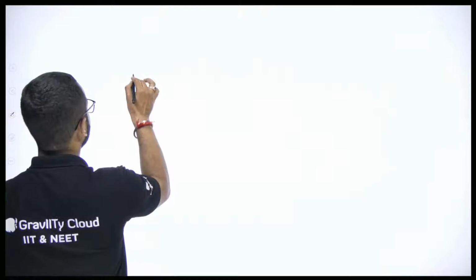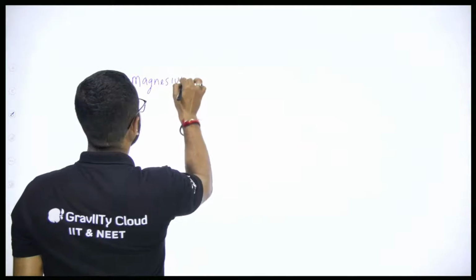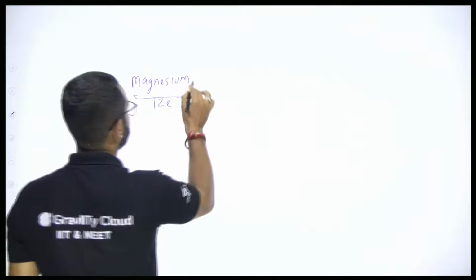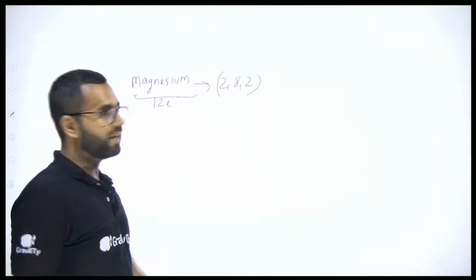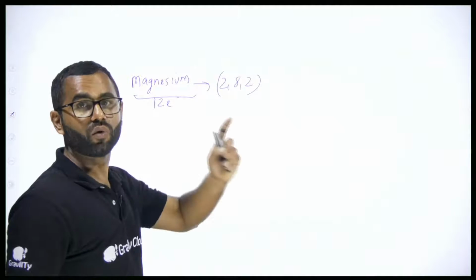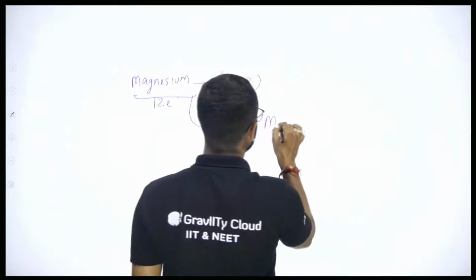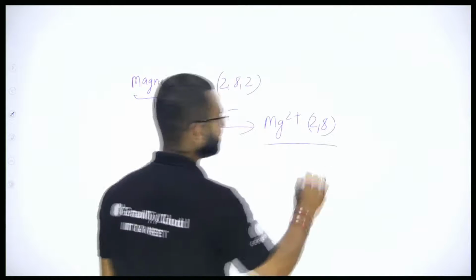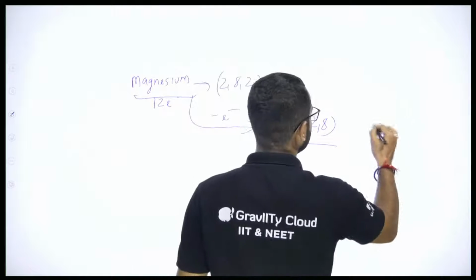So let's talk about magnesium. Magnesium has 12 electrons, right? So it is 2,8,2. So magnesium can lose these 2 electrons to become like neon, right? Mg2+ has 2,8. So again, what is the valency? 2. Magnesium has valency 2.